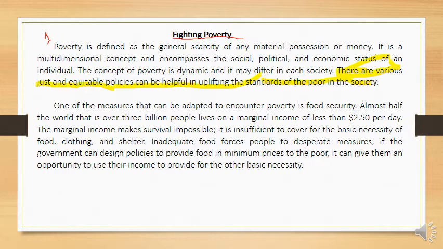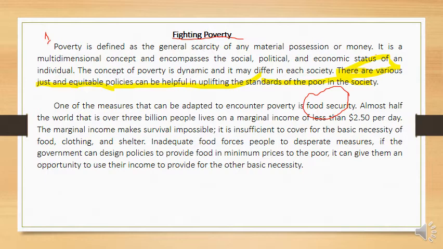One of the measures that can be adapted, check here, this is very important. One of the measures that can be adapted to encounter poverty is food security. So this is the first measure, food security. Almost half of the world, that is over 3 billion people, lives on a marginal income of less than $2.50 per day. So here also supporting details.